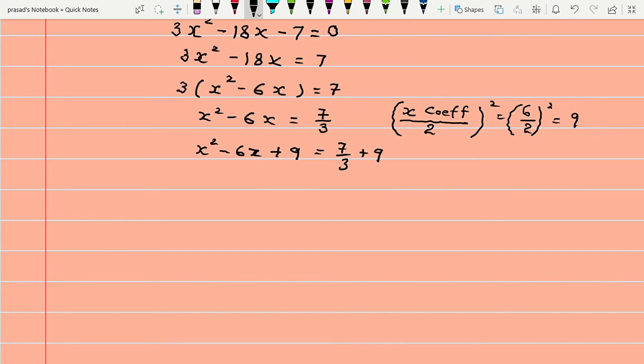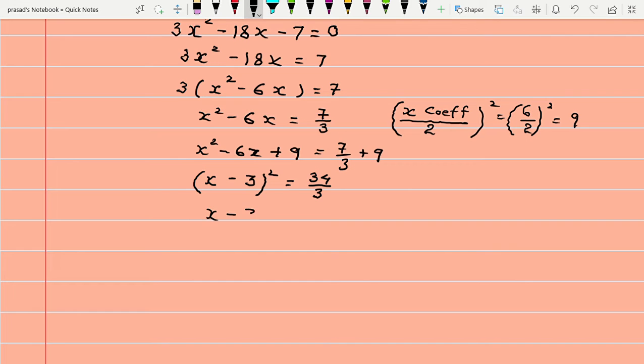Now the left hand side has become a complete square. How to write it? So write x here, the last term is 9, the square root is 3, and only the sign of the middle term. So x minus 3 the whole square. And on the right hand side 7 upon 3 plus 9 which is 34 upon 3. Now take the square root on both the sides.